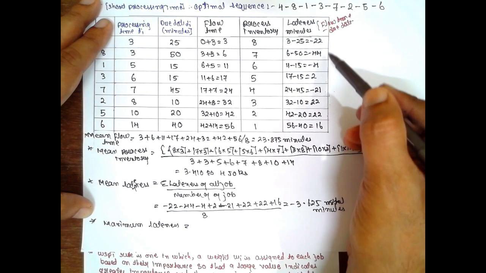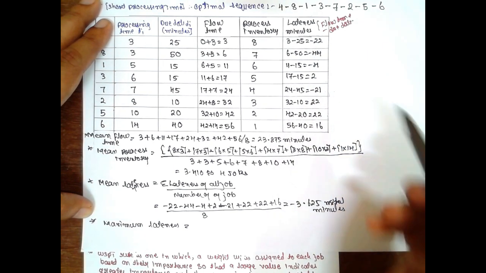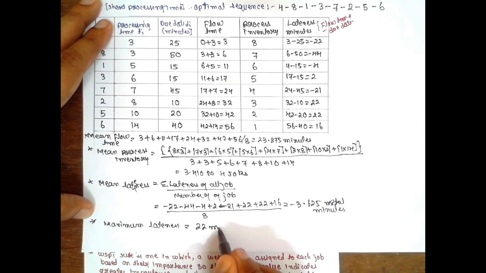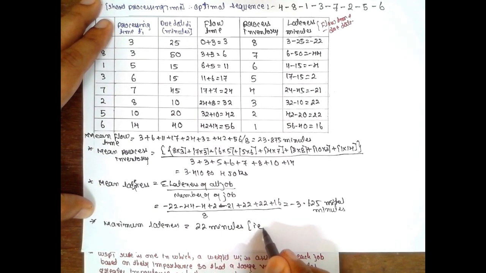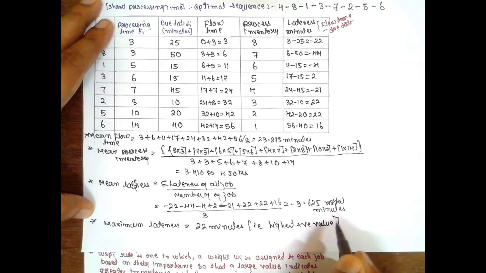Next, you have to find out the maximum lateness. You have to select the maximum positive value here. The maximum positive value is 22 minutes, the highest positive value from the column of lateness.